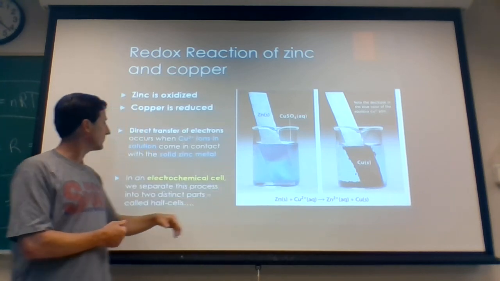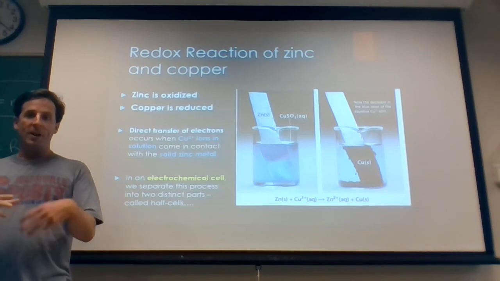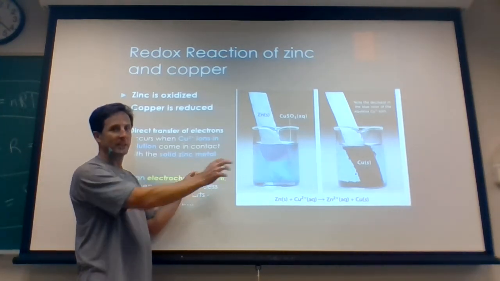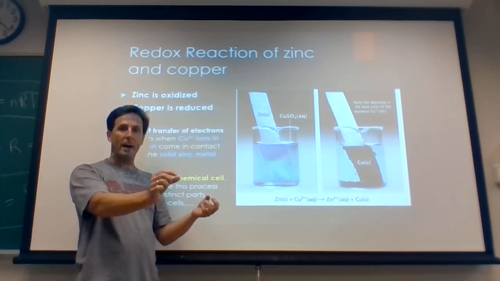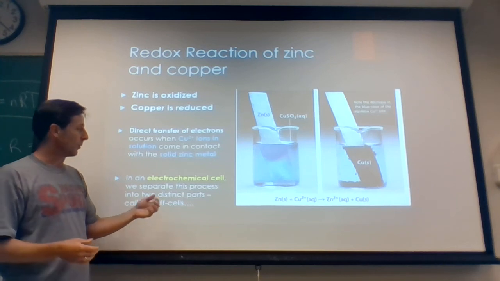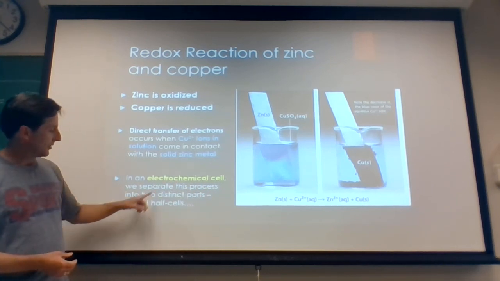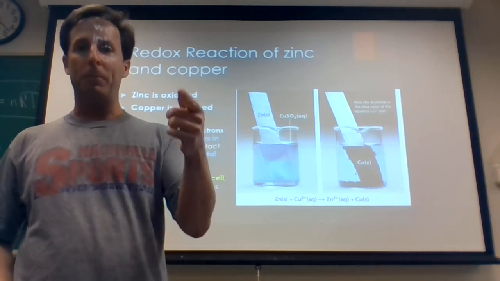Now, when we want to actually harness this and do work with it, we're actually going to split these reactions into 2 separate containers, and the electrons are going to flow through a wire. That's traditionally what we're going to refer to as an electrochemical cell. We're going to have 2 half cells that we're going to do. I'm going to cut off the video for now. We're going to pick that up in video number 2.